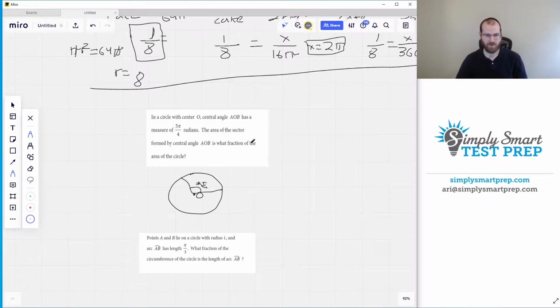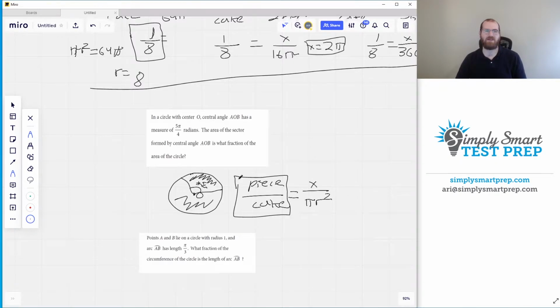Okay. Area of the sector formed by central angle. So this area is what fraction of the area of the circle? So that's going to be piece over cake. This area is x, and this area for that matter is pi r squared. But what's the problem? There's no information given about r, nothing about x. But let's backtrack a second. I'm not asked to figure out what x and pi r squared are. I'm asked to figure out what piece over cake is.